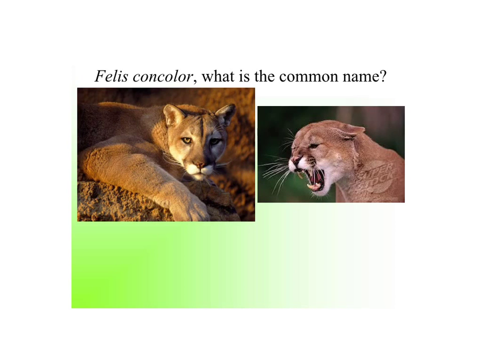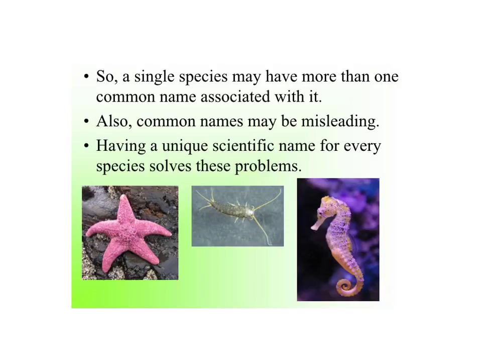Here's another example. This organism is called Felis concolor, and the common names, there are many. We call it a mountain lion, we call it a cougar, we call it a puma, we call it a panther, we call it sometimes a ghost cat. So we're all talking about the same animal, but it has all these different names. Very important then that we use the scientific name, Felis concolor, so we know that we're talking about the same animal. So a single species may have more than one common name.